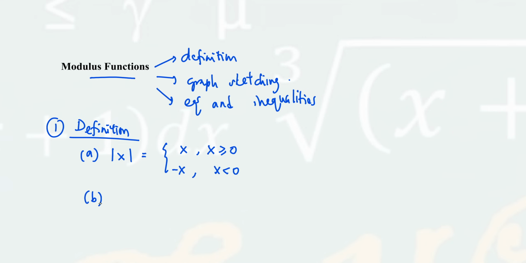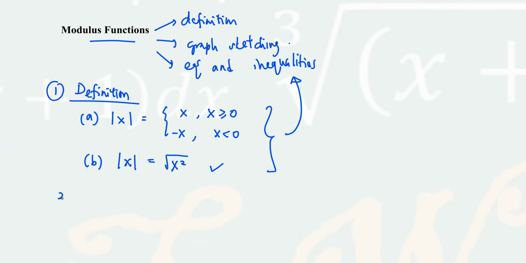Now the second definition for this modulus function is modulus x is the square root of x squared. Generally, a modulus function is a function which is always positive. Therefore it is defined as modulus x equals the square root of x squared, so that it will always be positive. We will be using these two definitions to solve the equations and inequalities. Now the second part of this modulus function is the graph sketching.